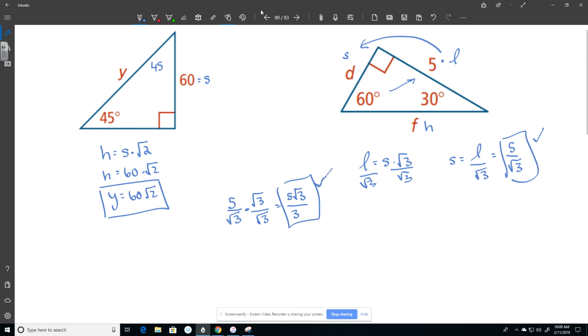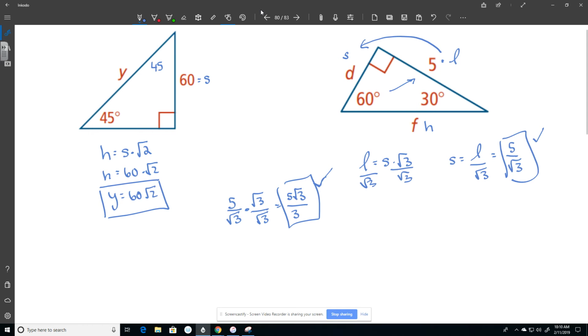But sometimes the computer wants no radical on the bottom. Sometimes it will accept it. So you can try this one first. If it says it's wrong, multiply top and bottom by that square root, and you should be fine. So now I know that the short side, we're going to go ahead and use this answer for now. The short side is 5 divided by square root 3.